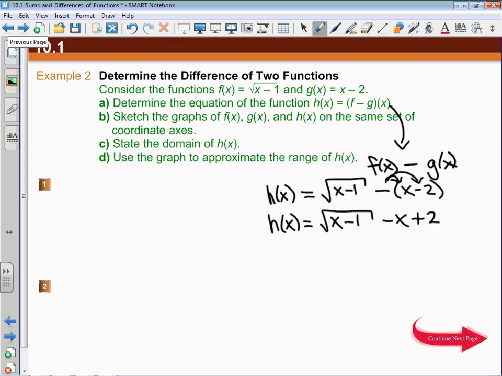They want us to state the domain of h of x. We have h of x right there. Just one more time, I want to point out that this is the idea that the radicand of an even indexed radical must be non-negative. So it has to be 0 or greater. And that lets me know that x must be greater than or equal to 1.